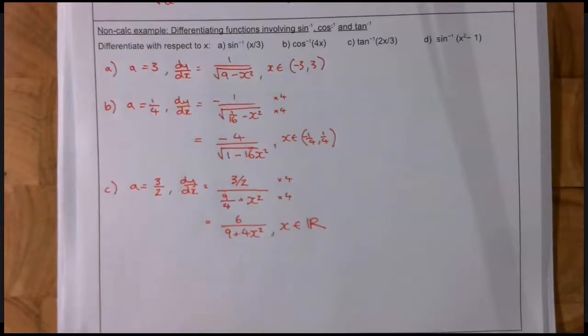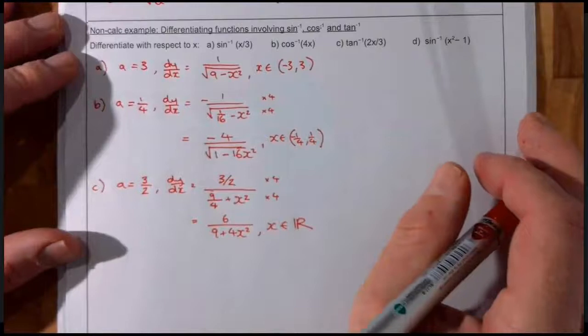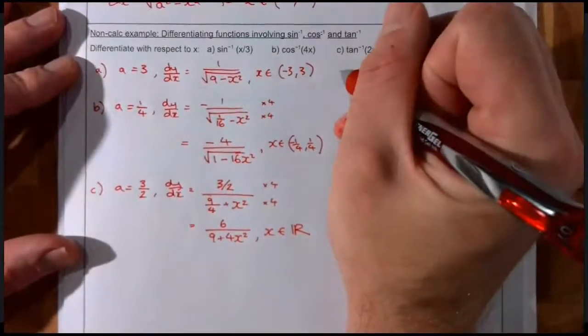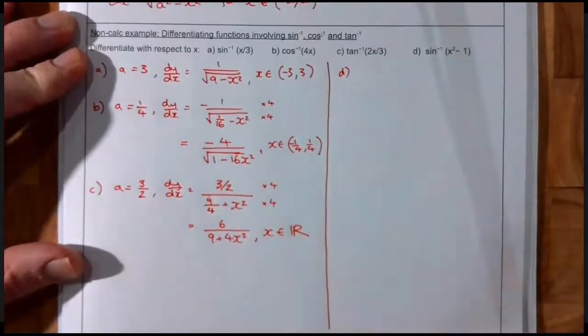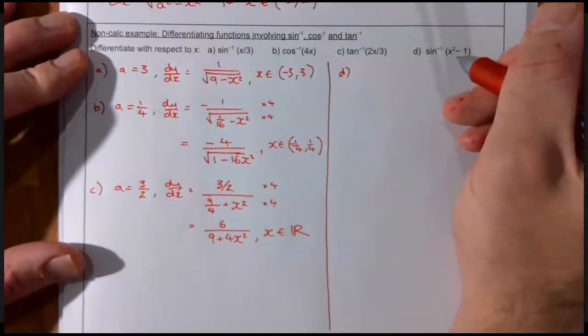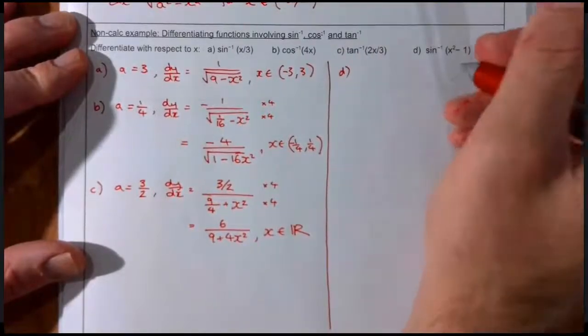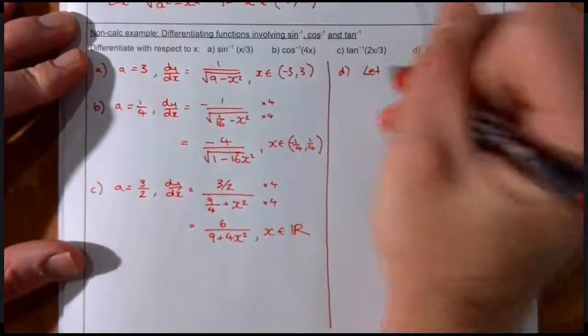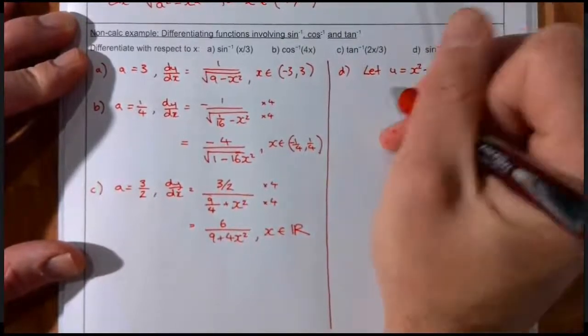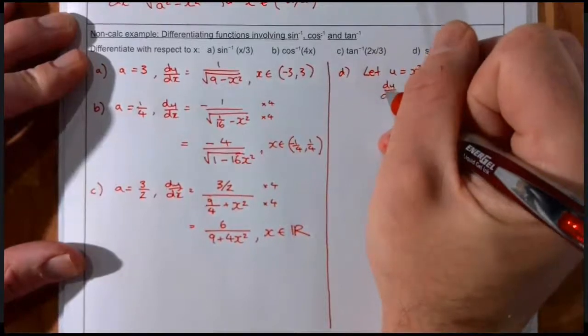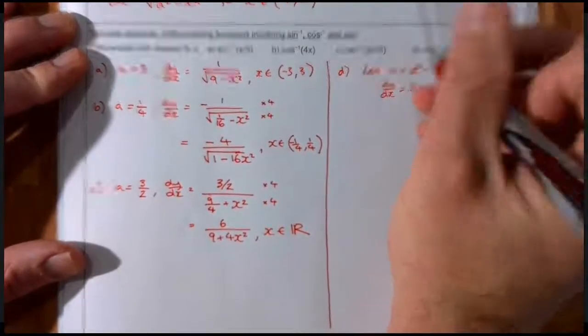Okay, so the first 3 here, I was able to do all of them using substitution into those formulas and just varying the value of a. But of course, you've probably noticed that things have changed a little bit for d. It's more challenging to see how this fits in with our example, and so our solution here is to try and use the chain rule with u equals x squared minus 1, meaning that du by dx would be 2x.